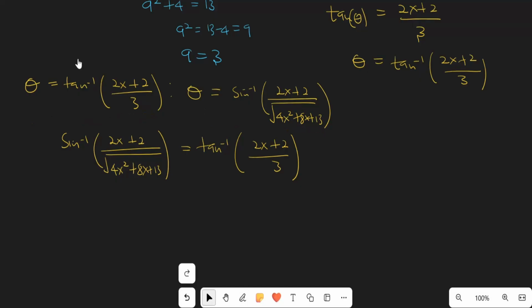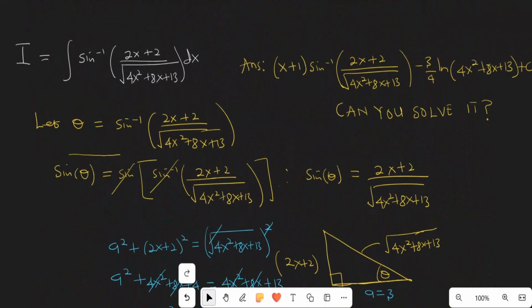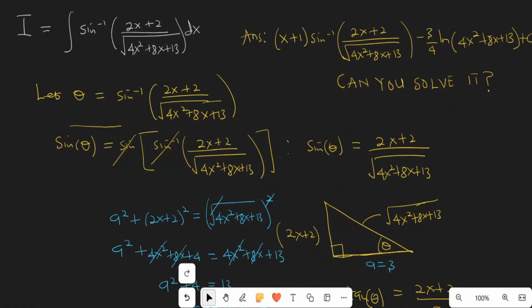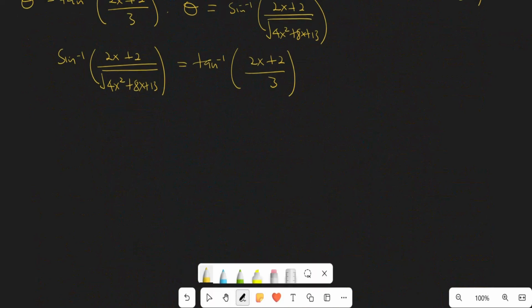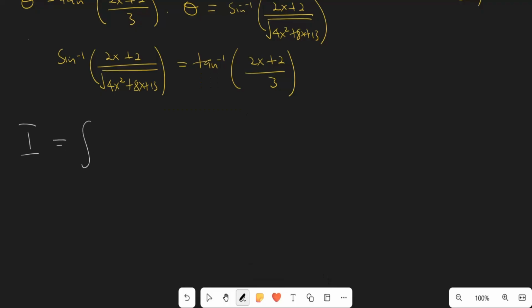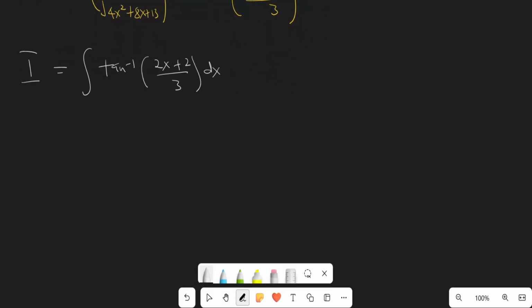So we can just replace our integrand with the tan inverse of (2x + 2) over 3. Our integral I is the integral of the tan inverse of (2x + 2) over 3 dx, instead of the sine inverse, because they are the same. And now we can do a u substitution. Let u be equal to (2x + 2) over 3.